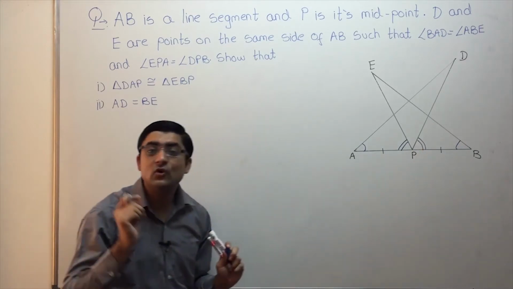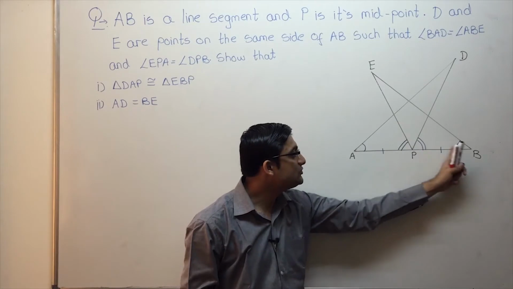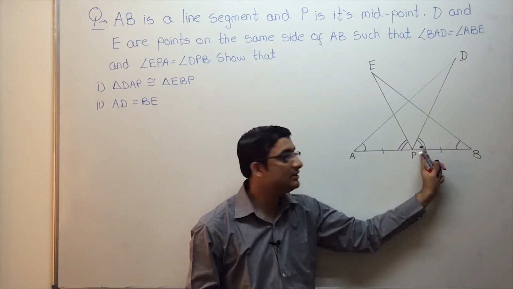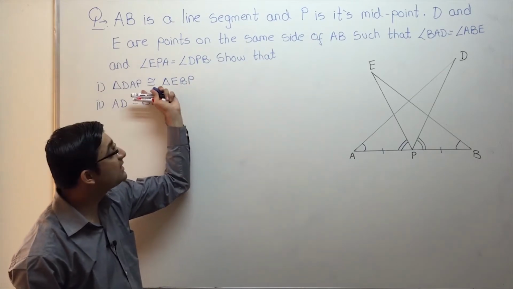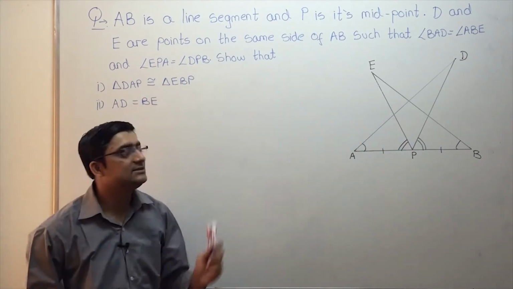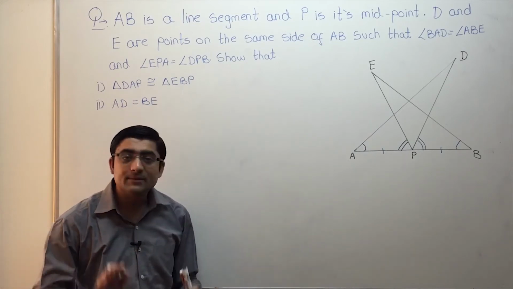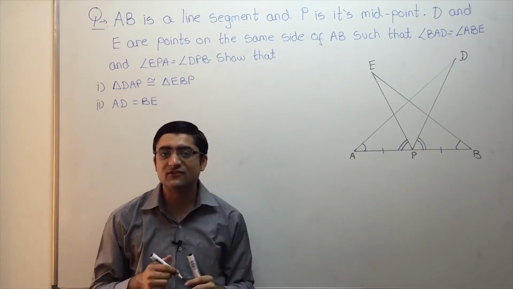So the first step is always read the question and mark what is given to you. These two sides are equal, these two angles are equal, and these two angles are equal. So same symbol for same parts, right? Now show that triangle DAP is congruent to triangle EBP and AD is equal to BE, right? So first step is always mark what is given to you. We have done that. Now locate the triangles which you have to prove congruent.